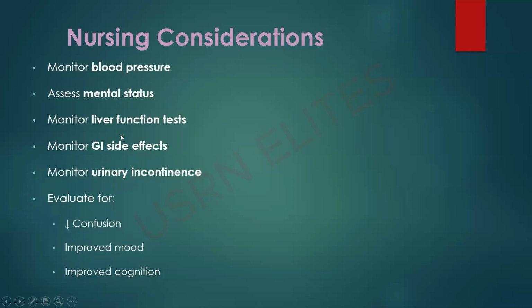Then you have to monitor liver enzymes or other liver functions, monitor GI side effects, and monitor urinary incontinence. Then evaluate for decreased confusion. These are the desirable effects that we want. So you have to evaluate whether confusion is going down, and whether memory or mood is improving. Cognition should also be improving, and not getting worse.